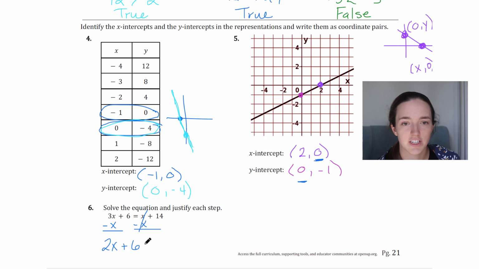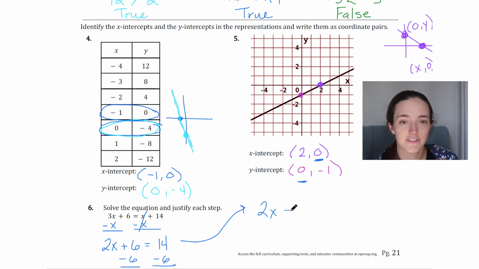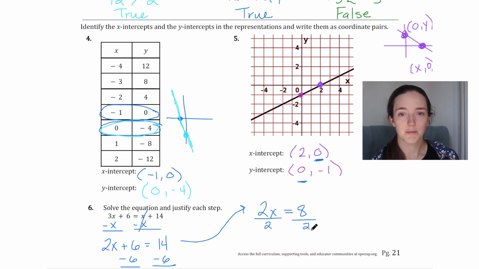The 6 doesn't change. For the sake of space, I'm not going to justify the step, but what we did there was subtraction. Now I need to subtract 6 from each side because I need to get this 2x by itself. So if I subtract 6, I'm left with 2x on the left. On the right, 14 minus 6 is 8. And then the last thing I have to do to get the x by itself is divide by 2. Because the 2 divided by 2 turns into 1, it cancels out, and I get x equals 4. Cool.